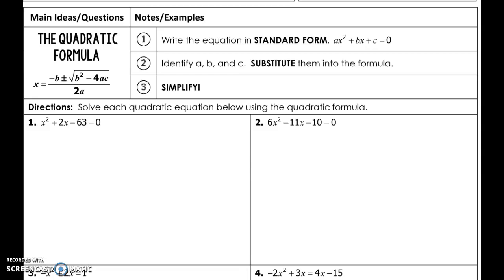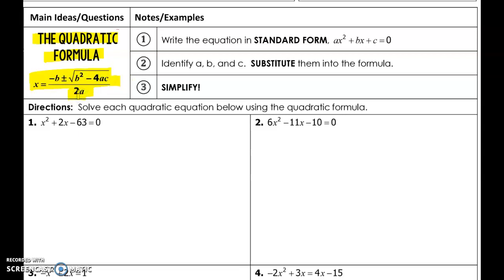Alright, so in this video I'm going to go over the quadratic formula. So if we look here, we have the quadratic formula: x equals negative b plus or minus the square root of b squared minus 4ac all over 2a. So this is something, if you have not already memorized it, you're going to want to memorize.